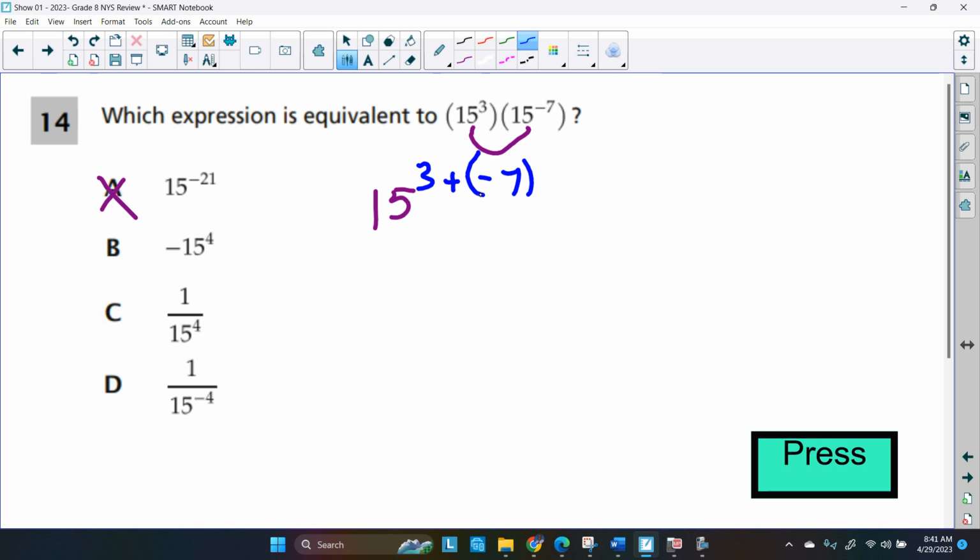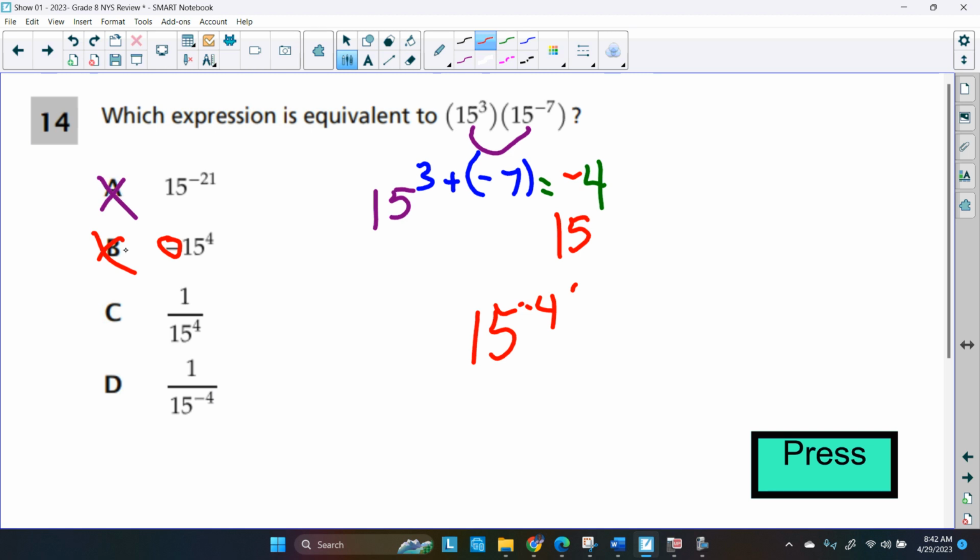Now you can use your calculator to combine it, but we subtract when the signs are different. So this will give us 7 minus 3, which is 4, and we put a negative sign because the 7 is larger digit than the 3. So that would give us 15 to the negative 4. So which one is that? Is it B? No, that's negative 15 to the 4th power. That's not it.